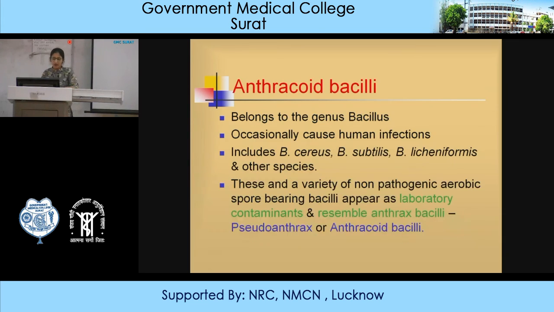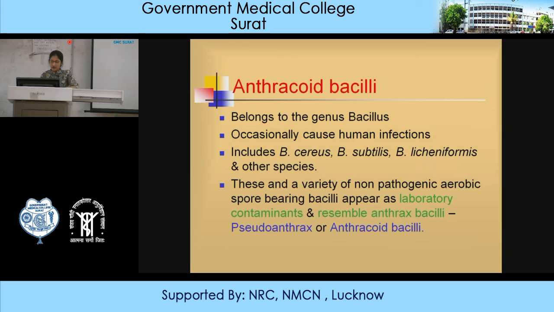The anthracoid bacilli are similar to anthrax bacilli, but they do not produce pathogenic lesions like anthrax bacilli. They belong to the genus Bacillus, but occasionally produce human infection. Bacillus cereus, Bacillus subtilis, licheniformis and other species included in the anthracoid bacilli are a variety of non-pathogenic aerobic spore-bearing bacilli, which you can see as a laboratory contaminant, and they resemble the anthrax bacilli.